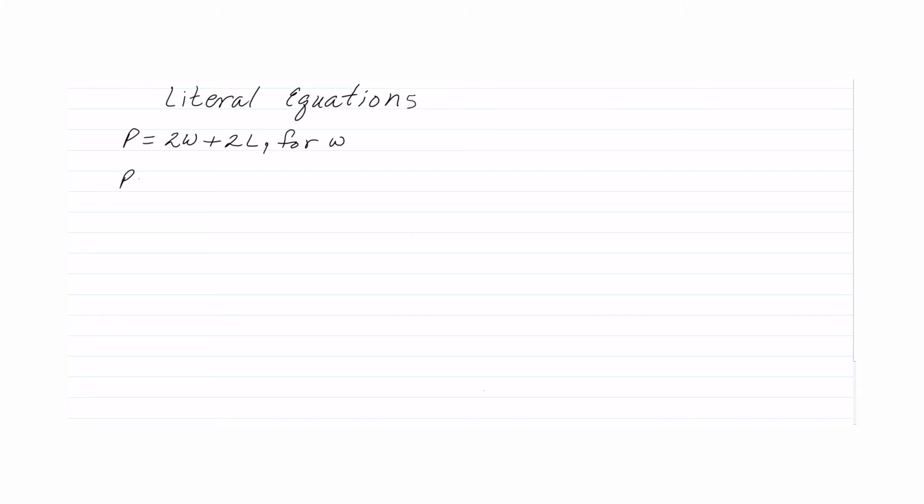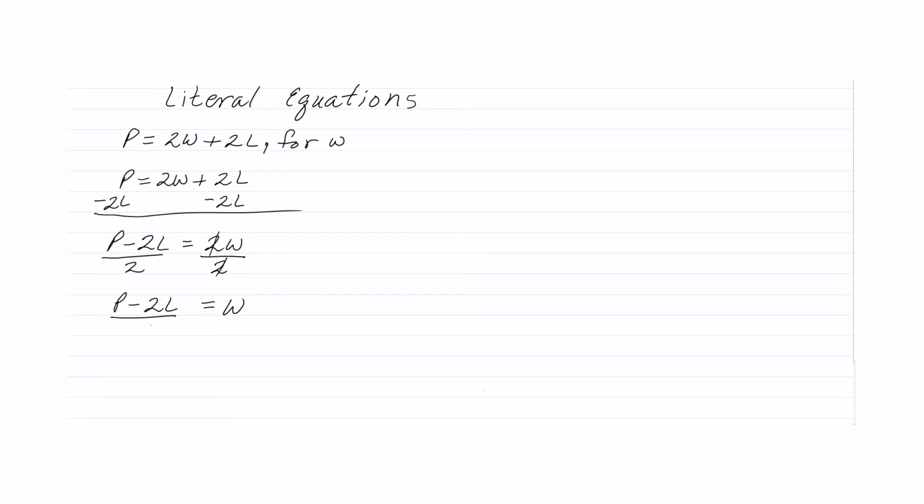So we take our equation and we want to get W all by itself. We're going to start out by subtracting twice the length from both sides. So we have perimeter minus 2 times the length equals 2 times W. Now in order to get W by itself, we need to divide by 2 on both sides. So our width is going to equal the perimeter minus 2 times the length, divided by 2.